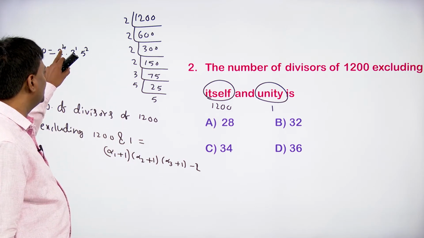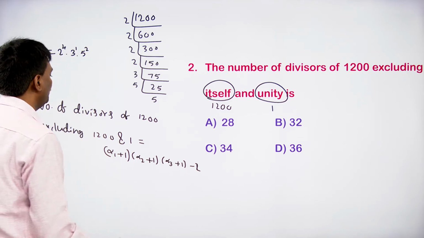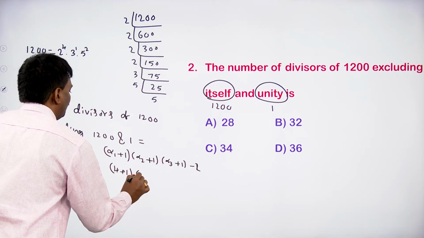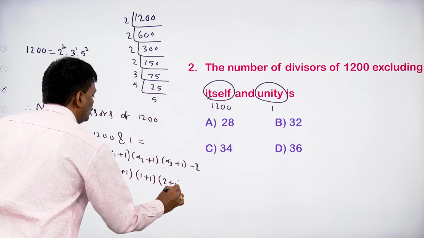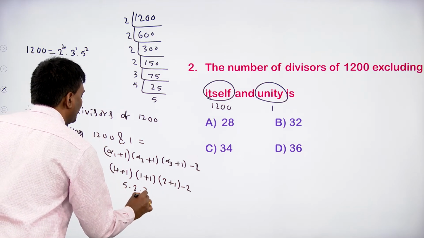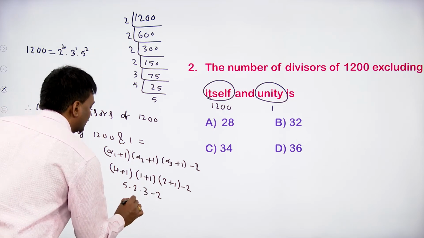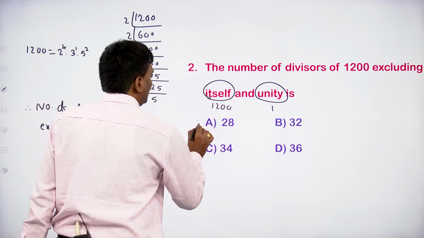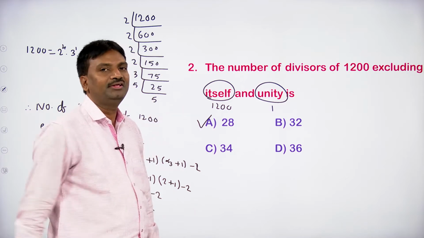Alpha 1 plus 1, 4 plus 1, into alpha 2 plus 1, 1 plus 1, into alpha 3 plus 1, 2 plus 1, minus 2. 4 plus 1 is 5, 1 plus 1 is 2, 2 plus 1 is 3, minus 2. 5 2s are 10, 10 3s are 30, 30 minus 2, that is 28. By observing the options, we have option A, excluding itself and unity.